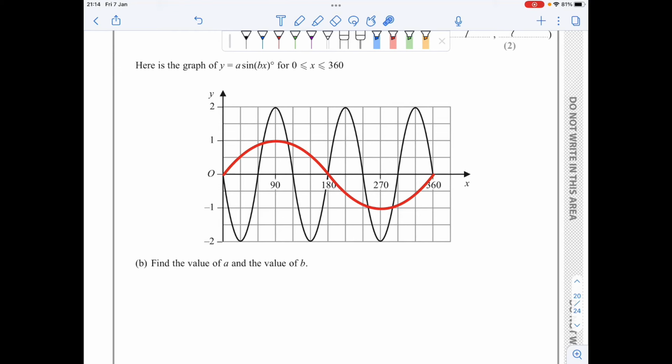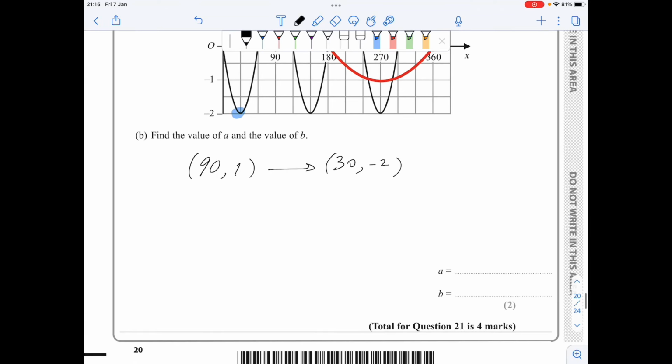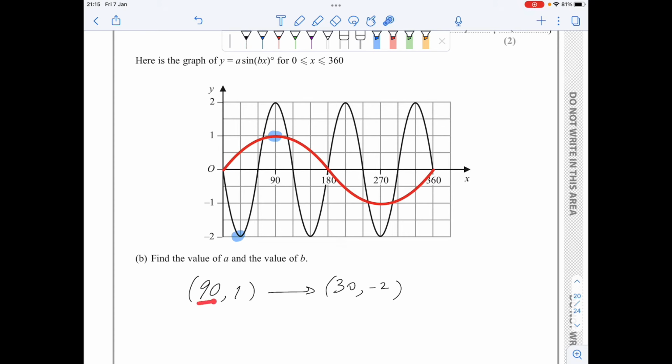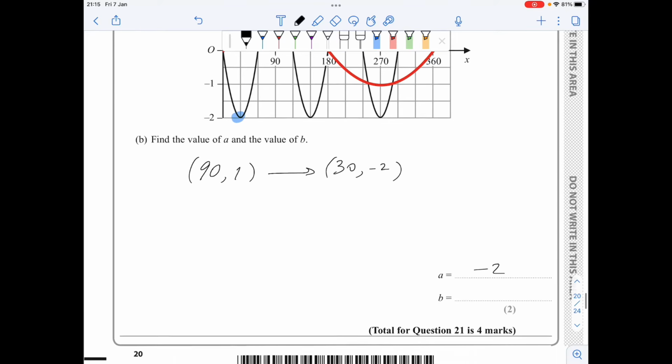If I take a point on the original graph, let's take the maximum point, the first maximum, it has coordinates (90, 1), and the corresponding point on the transformed graph is this one here. That's the first turning point, and this one has coordinates (30, -2). So A, we said, multiplies the y coordinates, so to get from 1 to -2, it means that A has to be -2, and then B divides the x coordinates, so to go from 90 to 30, B has to be 3.